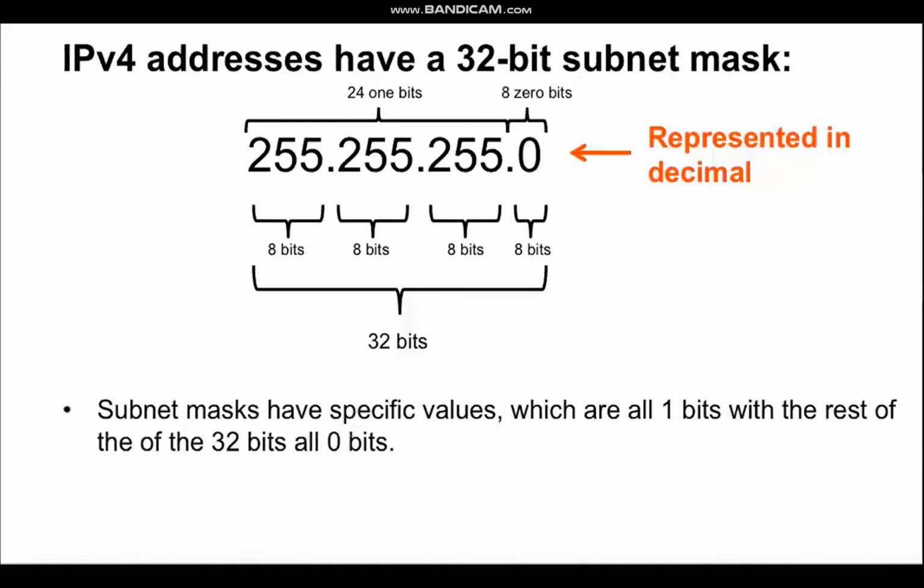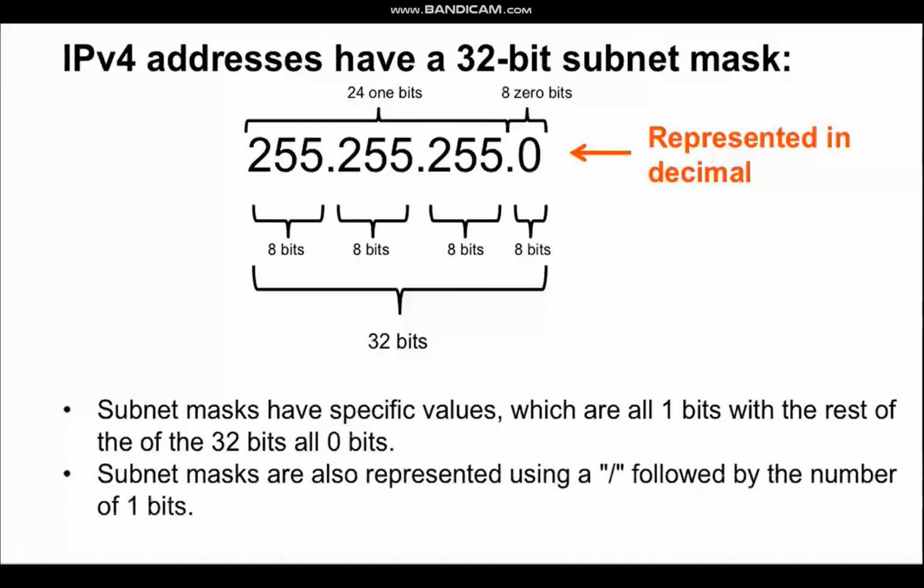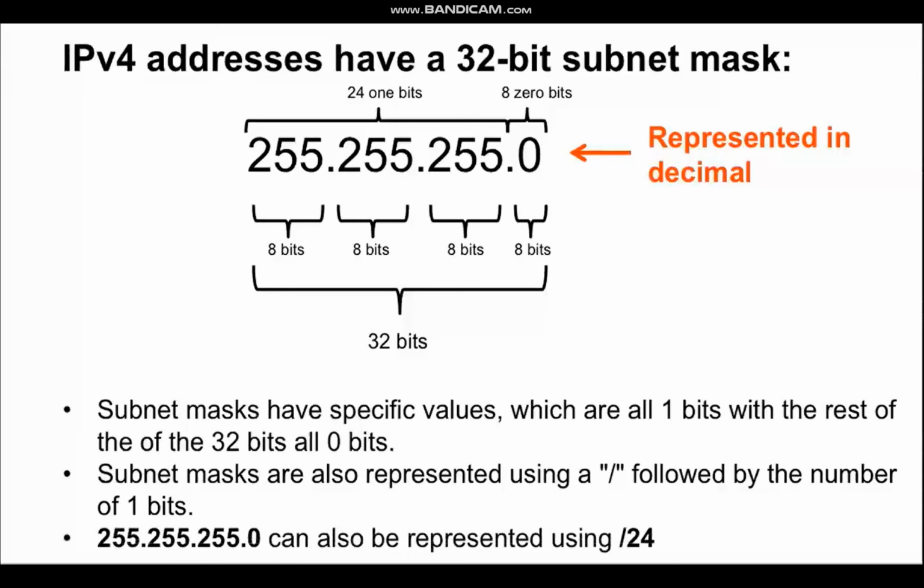This means that there are specific values that a subnet mask will have, such as 255.255.255.0. Subnet masks can be represented in slash notation using a slash followed by the number of 1 bits in the subnet mask. This is also known as the prefix length. Although the binary number system is beyond the scope of this video, the dotted decimal subnet mask of 255.255.255.0 would be the same as a /24 prefix length.